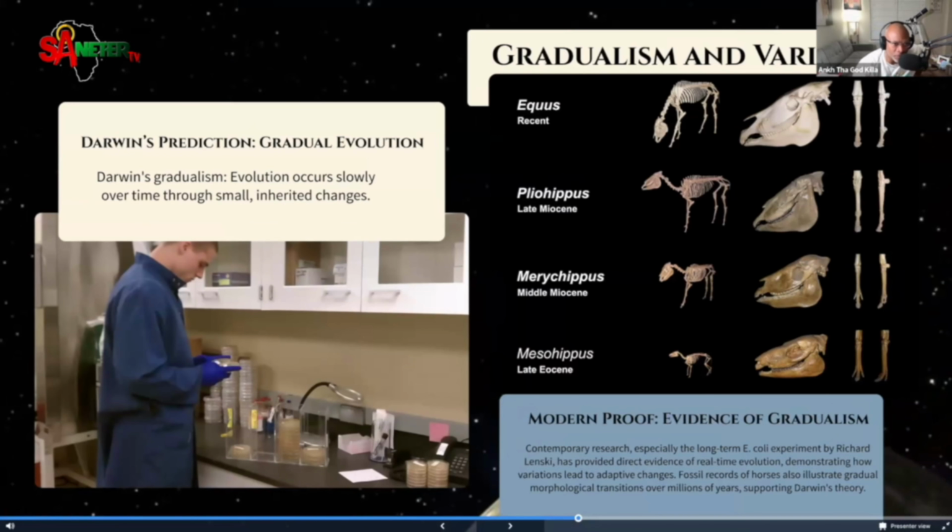Darwin's prediction, gradual evolution. Darwin's gradualism: evolution occurs slowly over time through small inherited changes. Gradualism versus variation. See, right here we have the bones of the fossil of a horse. Comparative research, especially the long-term E. coli experiment by Richard Lenski, has provided direct evidence for real-time evolution, demonstrating how variation leads to adaptive change. Fossil records of horses also illustrate gradual morphological transitions over millions of years, supporting Darwin's theory of evolution.